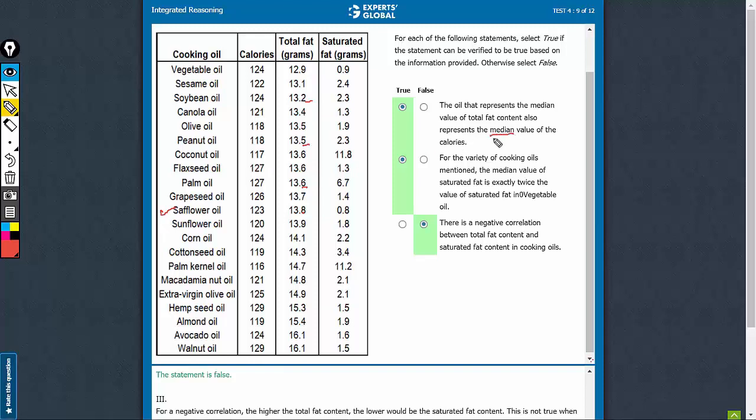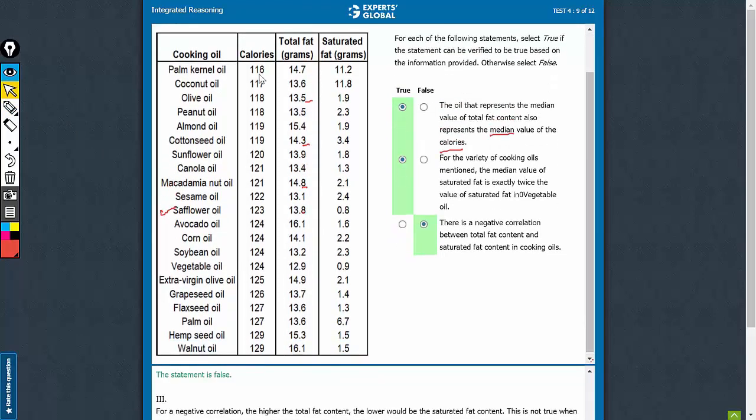The median value of calories. Let's see which oil represents the median value of total calories and see what we get here. The 11th value here: 3, 4, 5, 6, 7, 8, 9, 10, 11. It's again safflower oil. So yes, safflower oil represents the median value for total fat as well as calories. The first statement is true.